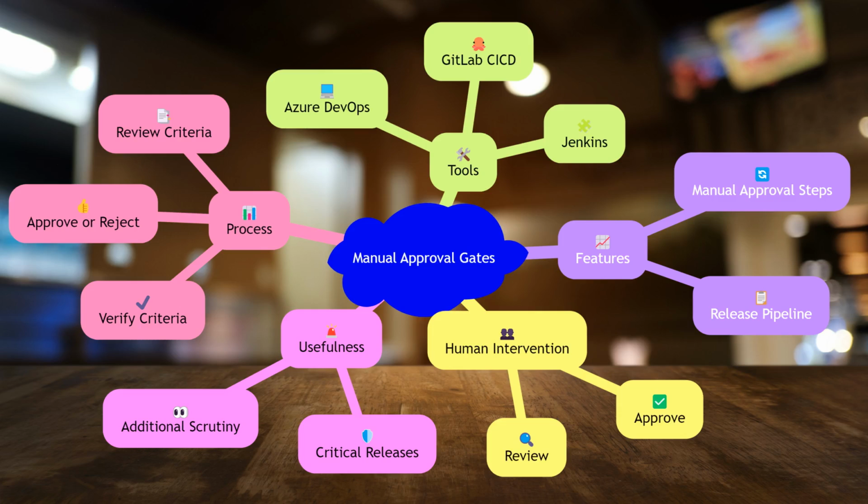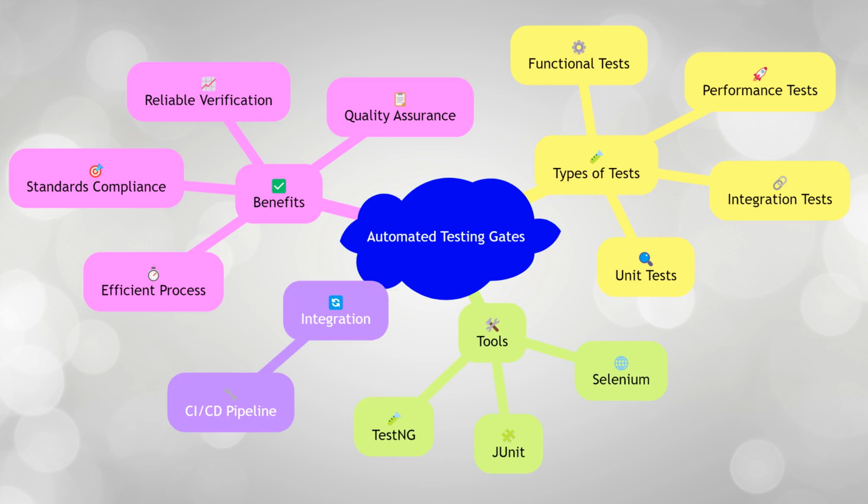Manual approval gates involve human intervention to review and approve the release. This can be done using tools like Azure DevOps, Jenkins, or GitLab CI/CD, which provide features for manual approval steps in the release pipeline. Manual approval gates are useful for critical releases where additional scrutiny is required. They allow stakeholders to review the release, verify that all criteria have been met, and approve or reject the release based on their assessment.